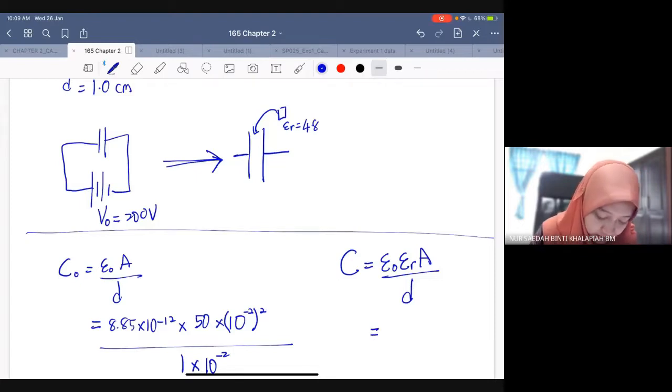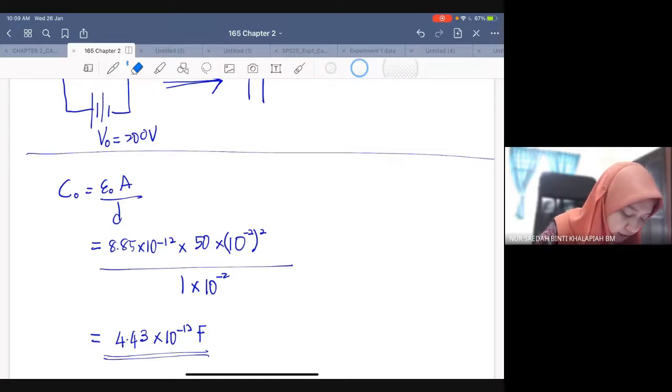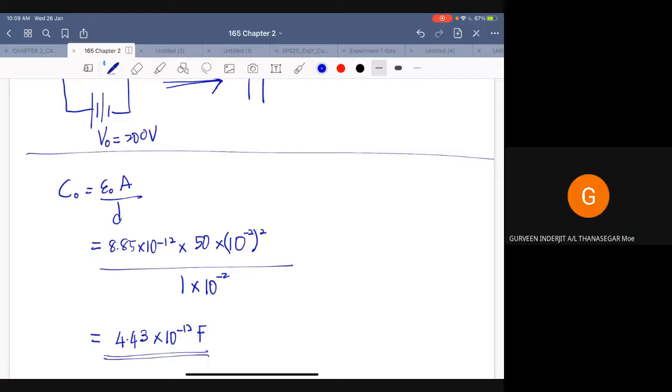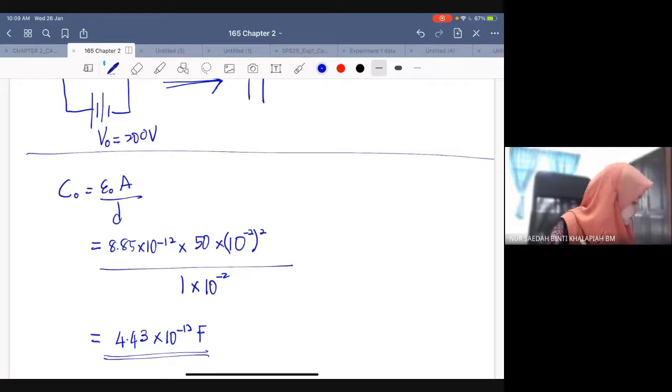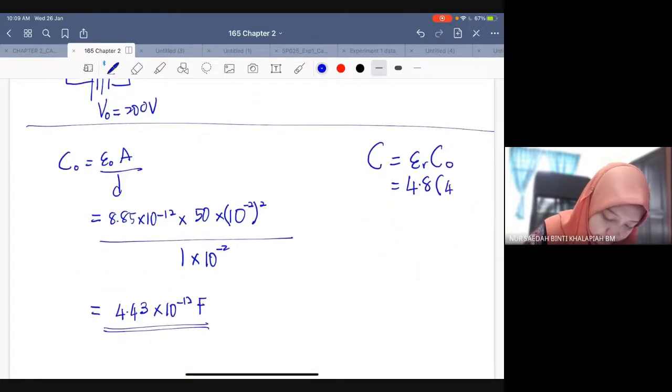E0 kita, tadi jawapan kita dah ada sebenarnya. Ataupun kita boleh buat guna formula, kan kita dah ada ER. Formula nombor, sekejap ya. Formula nombor berapa? 19, yes. C sama dengan ER C0. Darabkan je lah. ER kita 4.8. C0 kita dah cari dah, 4.43 darab 10 kuasa negatif 12. So dapatlah jawapan.